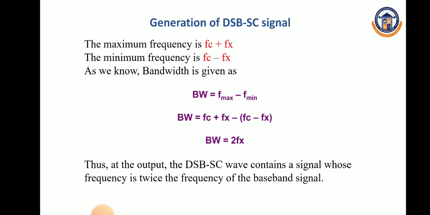So this is the bandwidth equation. The maximum frequency is fc plus fx and the minimum frequency is fc minus fx. Then the bandwidth is equal to f max minus f minimum. So you'll get bandwidth is equal to 2fx.